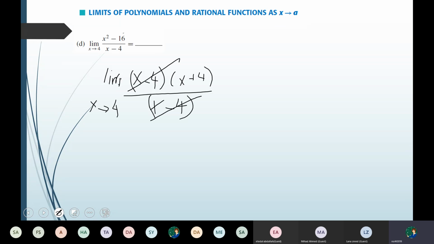Then x minus 4 cancels x minus 4, so it will be the limit of x plus 4 when x approaches 4. Then it comes like a polynomial function: 4 plus 4 equals 8. That's what we were talking about in the previous periods, how we can find the limits of polynomials and rational functions.